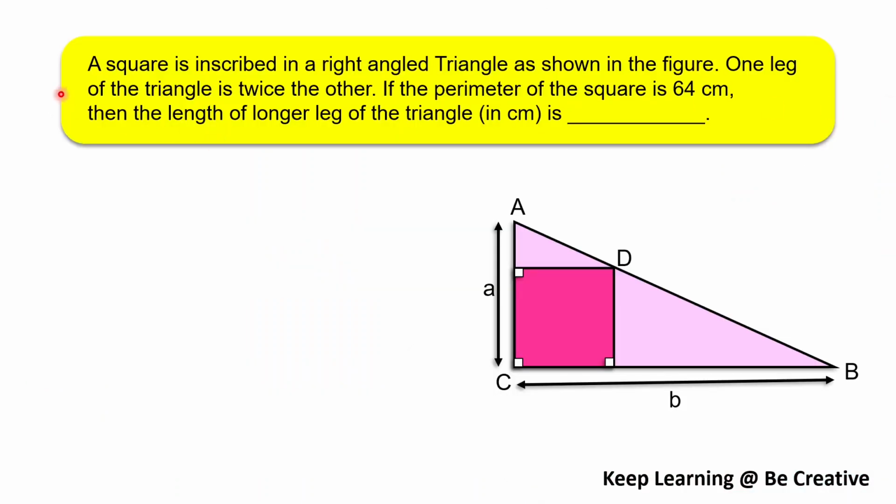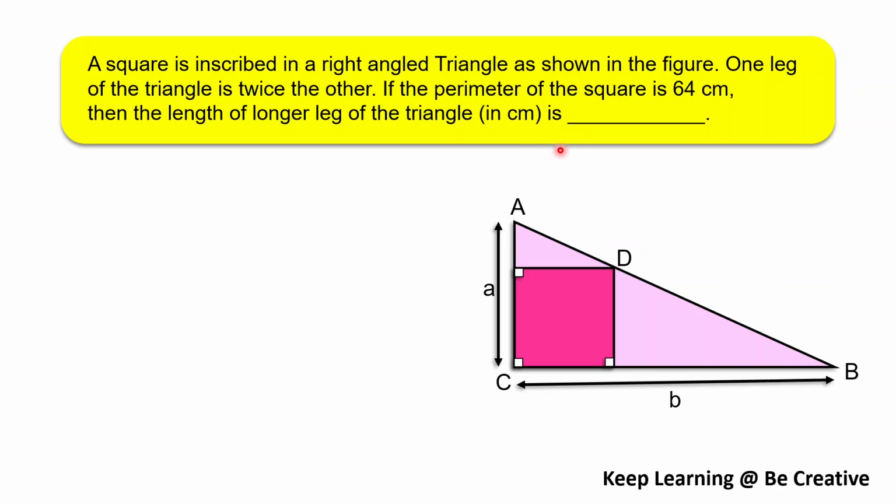Problem says a square is inscribed in a right angle triangle as shown in the figure. This is the square inscribed in a right angle triangle. One leg of the triangle is twice the other. If the perimeter of the square is 64 centimeter, then length of the longer leg of the triangle is. With this, we need to find the length of the longer leg.